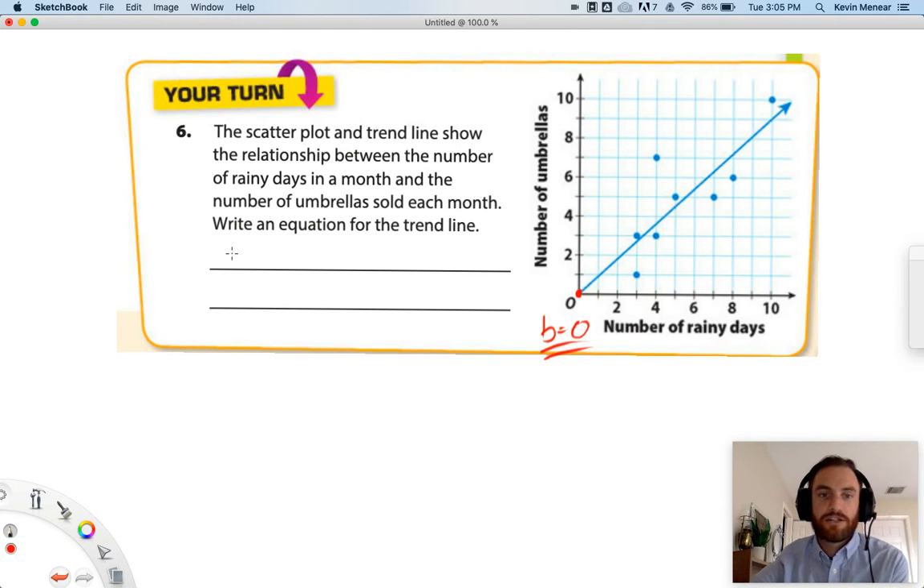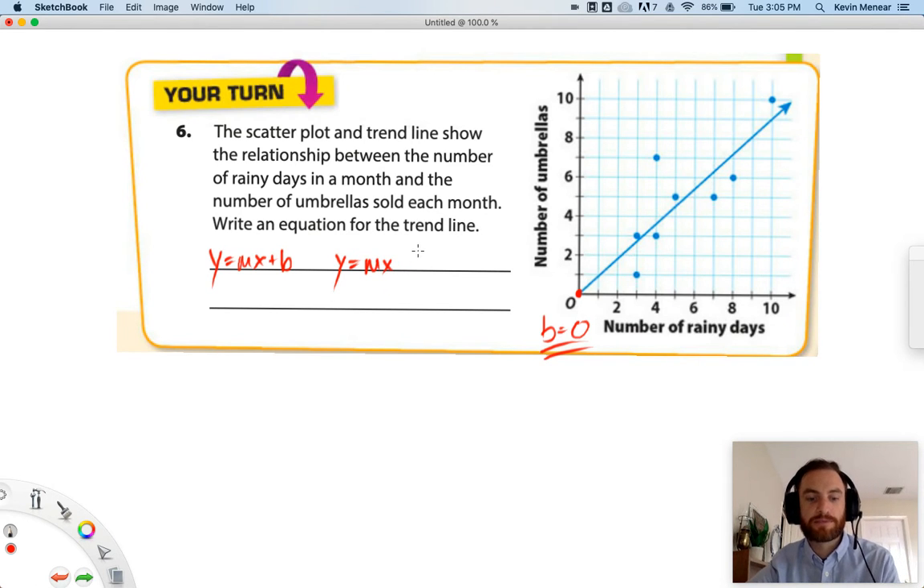All right, so remember, we're going to start with y equals mx plus b. And usually the first thing that we're going to do is solve for the slope, but I already know that b is equal to zero, so I'm just going to eliminate that and say y equals mx plus zero, or just y equals mx. Now to find the slope, I do m equals y2 minus y1 over x2 minus x1. Now you can see that it intersects the origin, so the first point that I'm going to use is 0, 0, and that can be my x1, y1.